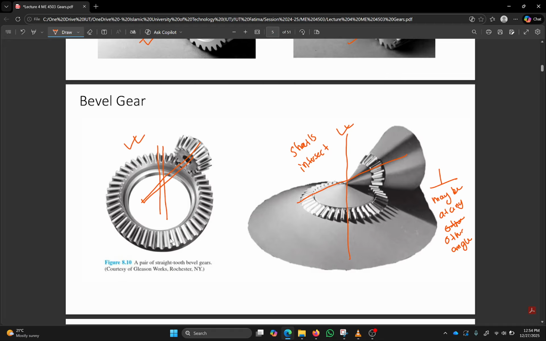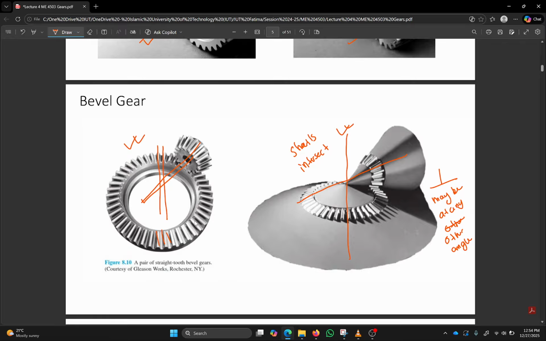Now, bevel gears can also have straight teeth. These are called straight bevel gears. And bevel gears can also be of helical type. These teeth, instead of being straight, can be at an angle. And those are helical bevel gears.